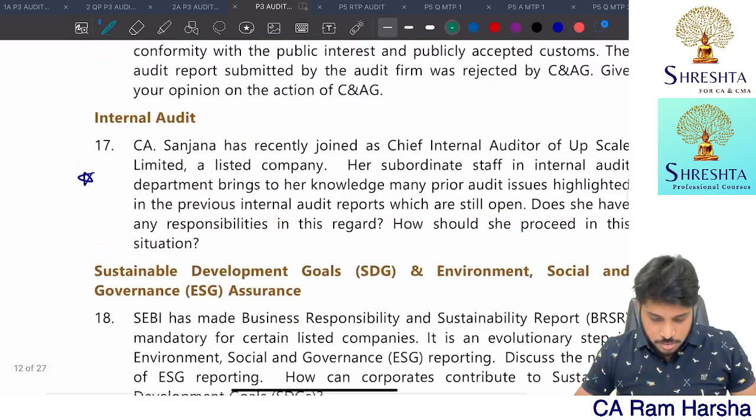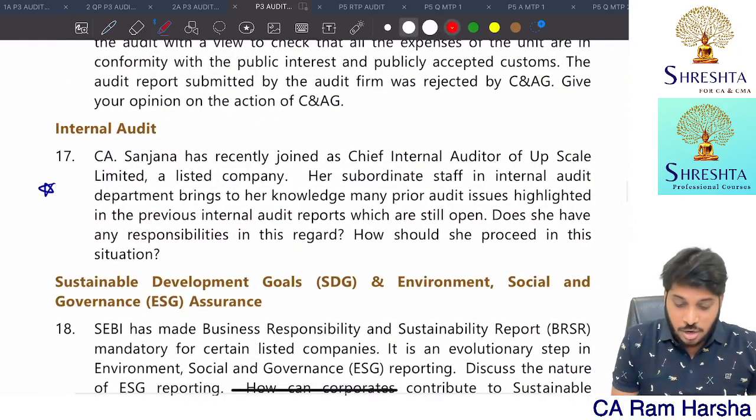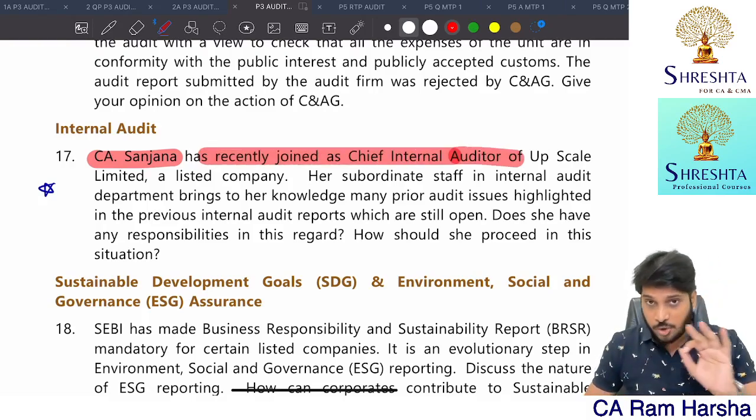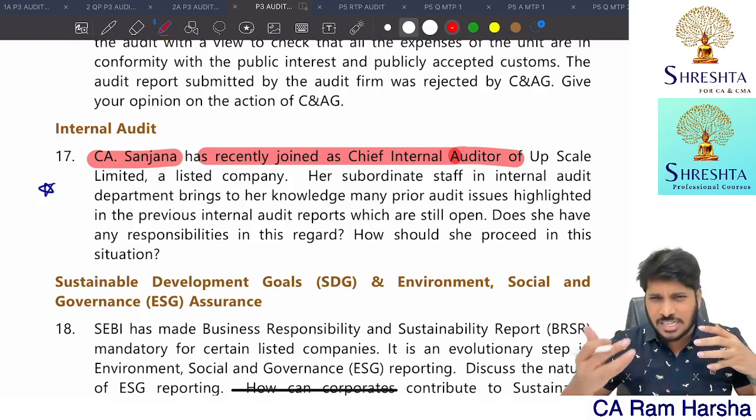Yes. So 17. Internal audit. CS Sanjana has recently joined as chief internal auditor. I told you all the descriptive questions I'm not reading. Only key descriptive where I felt a little new.